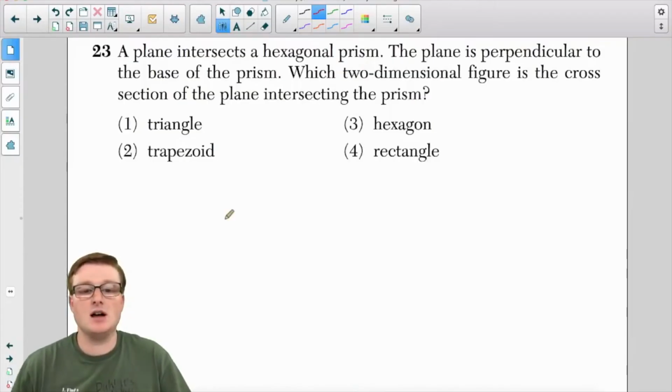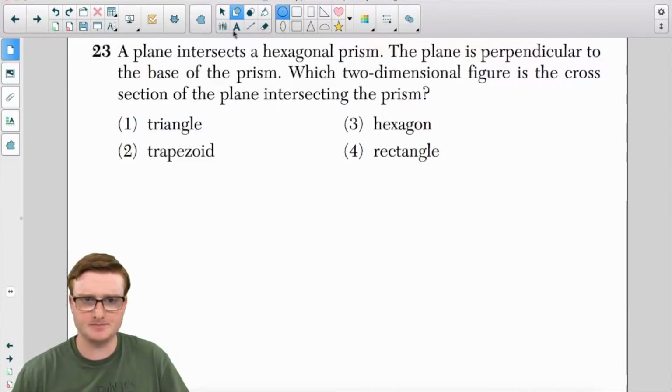Question 23. A plane intersects a hexagonal prism. The plane is perpendicular to the base of the prism. Which two-dimensional figure is the cross-section of the plane intersecting the prism? So what you have to know is, well, what is a hexagonal prism?